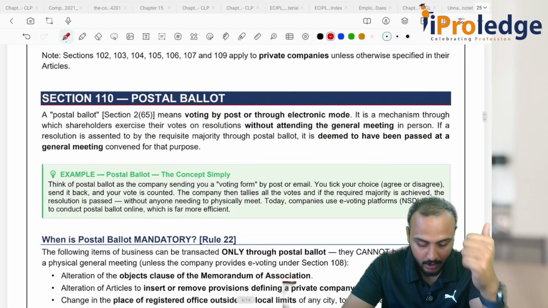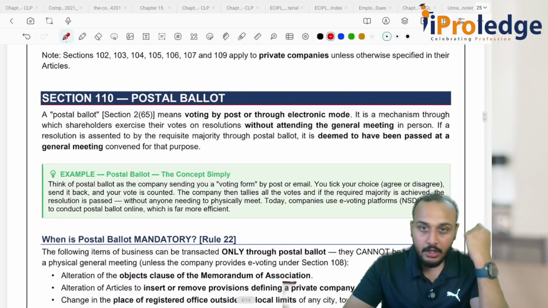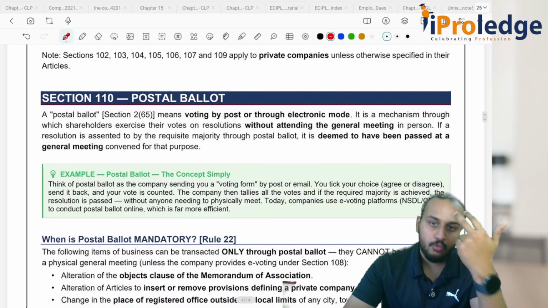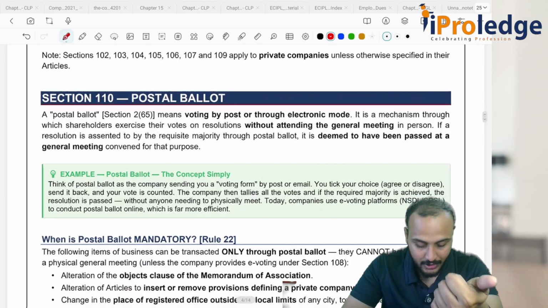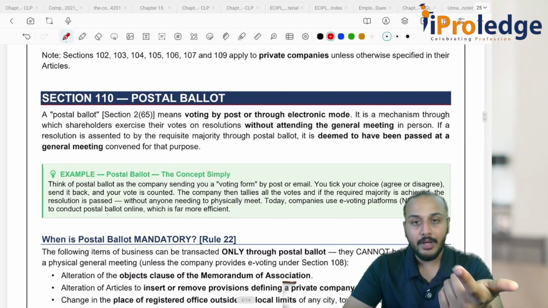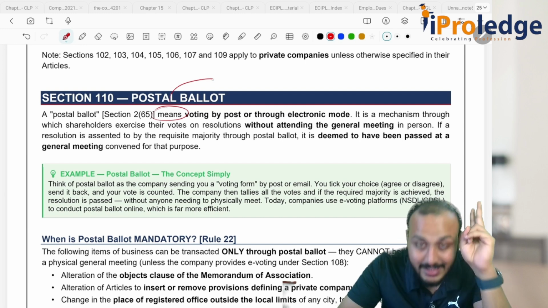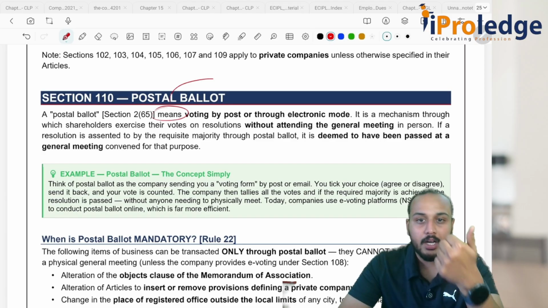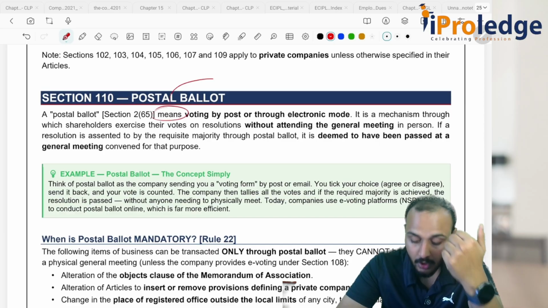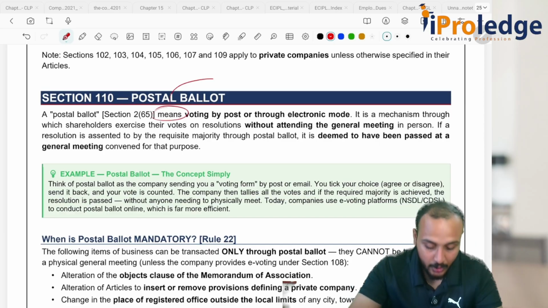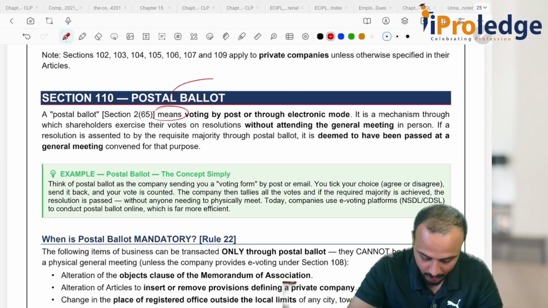Then postal ballot is section 110, voting by post or through electronic mail. At the end of the day, even if you are sending it through registered post or you're voting electronically, the concept is the same. That is the reason when you read section 110, the language reads as voting by post or through electronic mode. And understand what kind of definition this is? It is an exclusive definition. So only these two modes will be covered under section 110. Either you should be sending a post or it should be through electronic mode. It is a mechanism through which the shareholders exercise their votes on the resolution without attending the general meeting, whatever we have discussed till now. Okay.